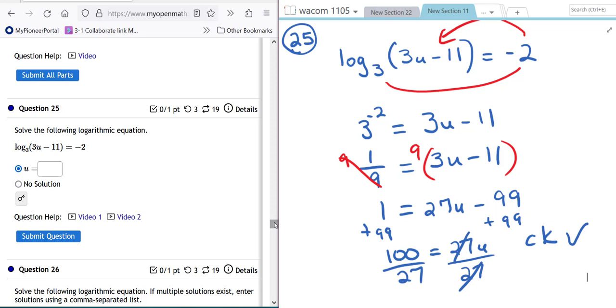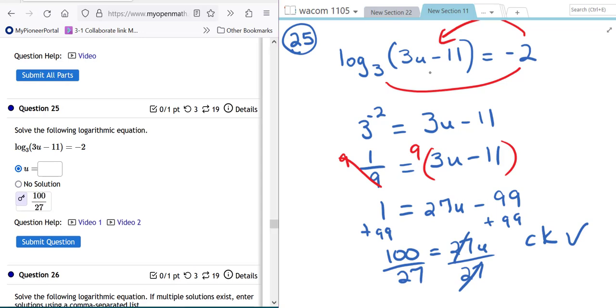So if you have just a question that's about the domain of the log, it's this piece right here that you look at, and you set it greater than 0 and solve that inequality. All right, and I should look at the answer, I guess.